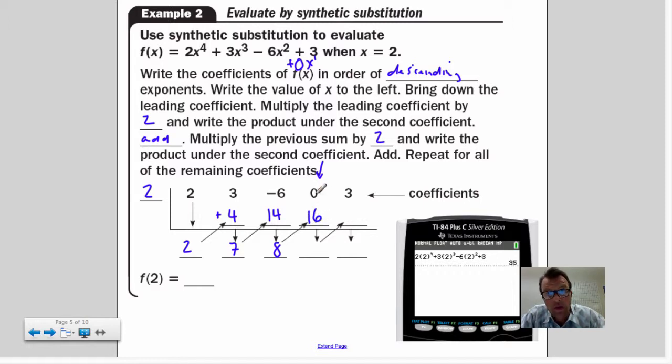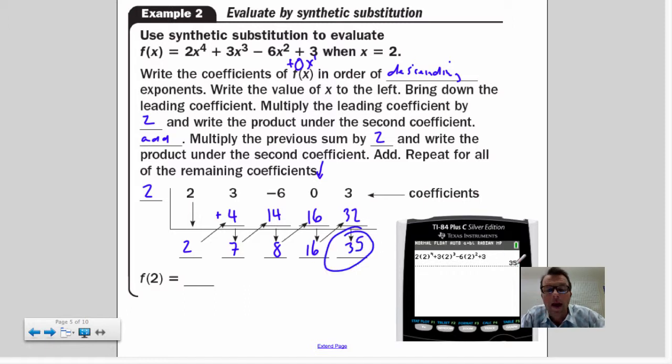Now you should feel this is repeated. We keep multiplying by 2, multiply by 2, multiply by 2. We add, we add, we add. We're going to add 16. Yes, we're going to multiply by 2 again. And then we add those guys up and we get 35. And you should say, whoa, check that out.